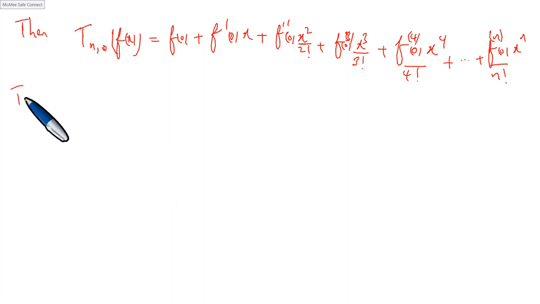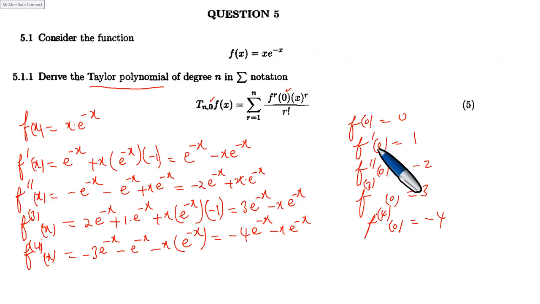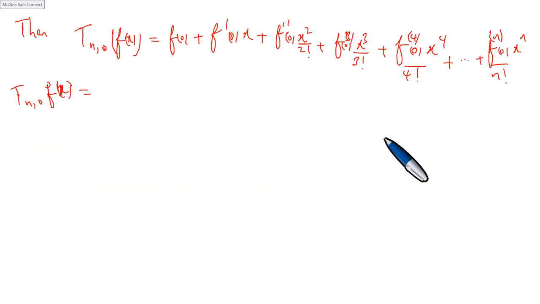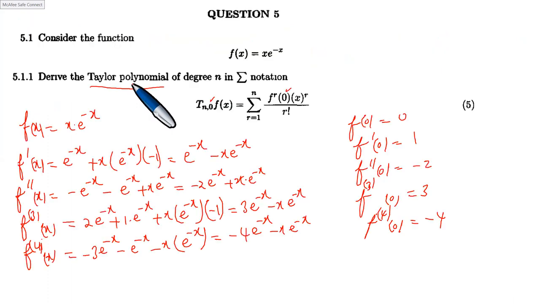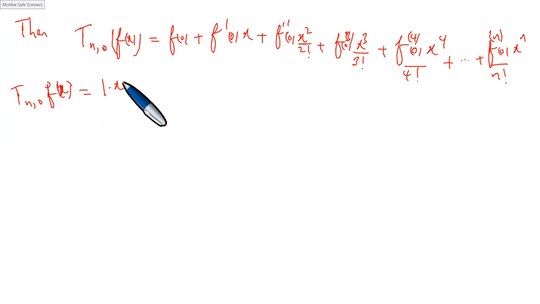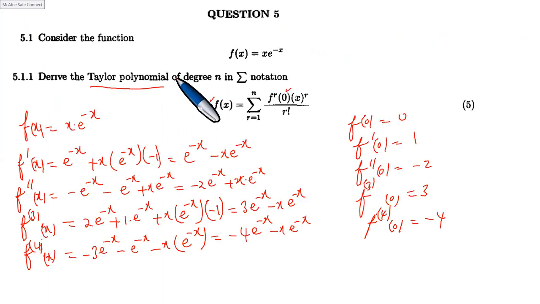We substitute into T n,0 of f of x. What is f of 0? Right, f of 0 is 0. There's no need to put 0 there. The first derivative is 1, so we shall have 1x, just x. The second derivative is minus 2, so that's minus 2 x squared over 2 factorial. The third derivative, 3.